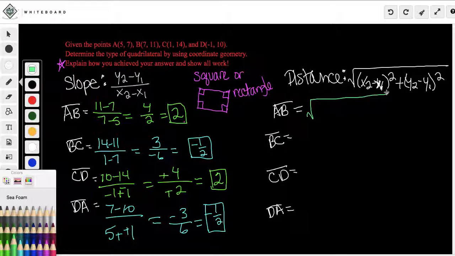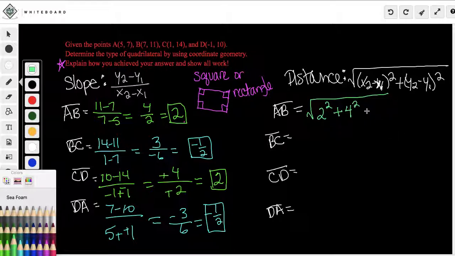So for the first one, I have x2 minus x1. Well, for line segment AB, the x2 minus x1 was this 7 minus 5, which ended up being 2. So I'm just going to look over here, and I know that x2 minus x1 is 2, and it has to be squared because I bring down the squared. Then I have y2 minus y1. I know that that's going to be the top part of my slope, so that's 11 minus 7, which I already discovered was 4. So I'm just going to put that right there.